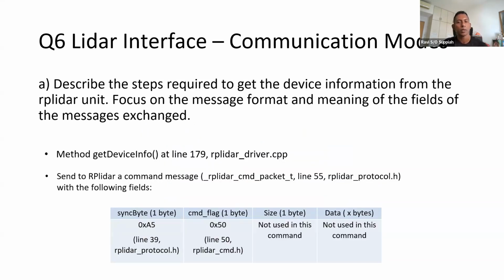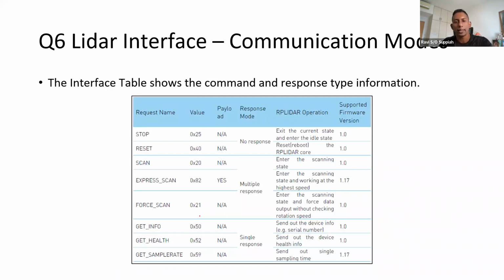Here we are looking at some specific messages. The first message is get device info, which is basically to get some information about the LIDAR. As said before, the first byte is always A5, and then we need to send the command flag. Where do we get this information from? Again, we go back to the data sheet. In the data sheet, you will see a list of commands that we can send to the LIDAR.